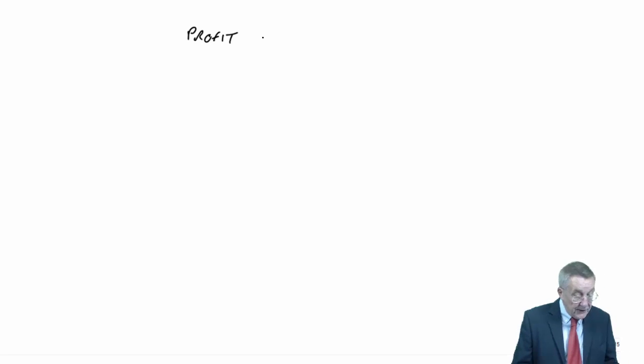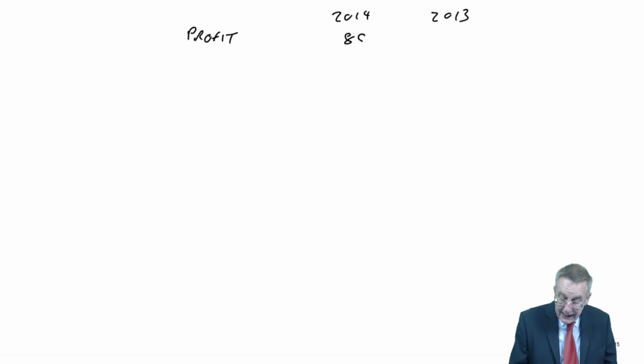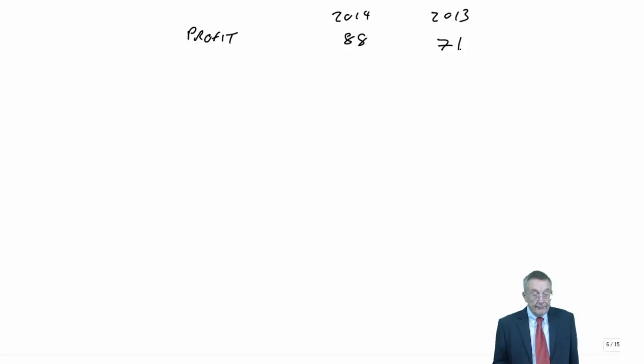10 million in 2013, 11 million in 2014. All right, let's work through. First of all, let's adjust the profit. We start with the profit we've got. The profit after tax, 2014, 2013. 2014 it was 88, 2013 71.